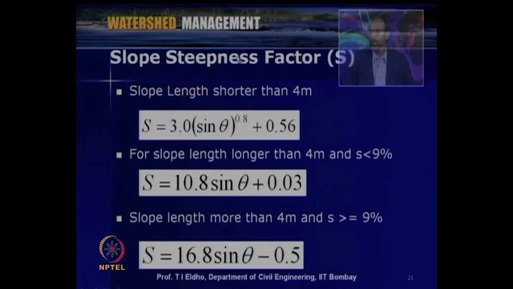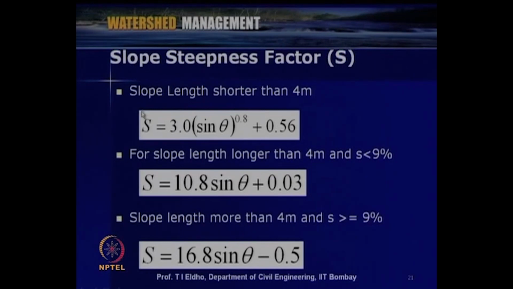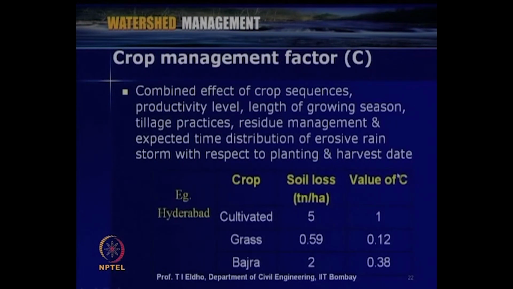Then another factor is slope steepness factor S. That is defined by various equations for various conditions. For slope length shorter than 4 meter, the equation is S is equal to 3 into sin theta to the power 0.8 plus 0.56. Then for slope length longer than 4 meter and field slope less than 9%, S is equal to 10.8 sin theta plus 0.03, and for slope length more than 4 meter and S greater than or equal to 9%, S is equal to 16.8 sin theta minus 0.5. So, this gives the slope steepness factor.